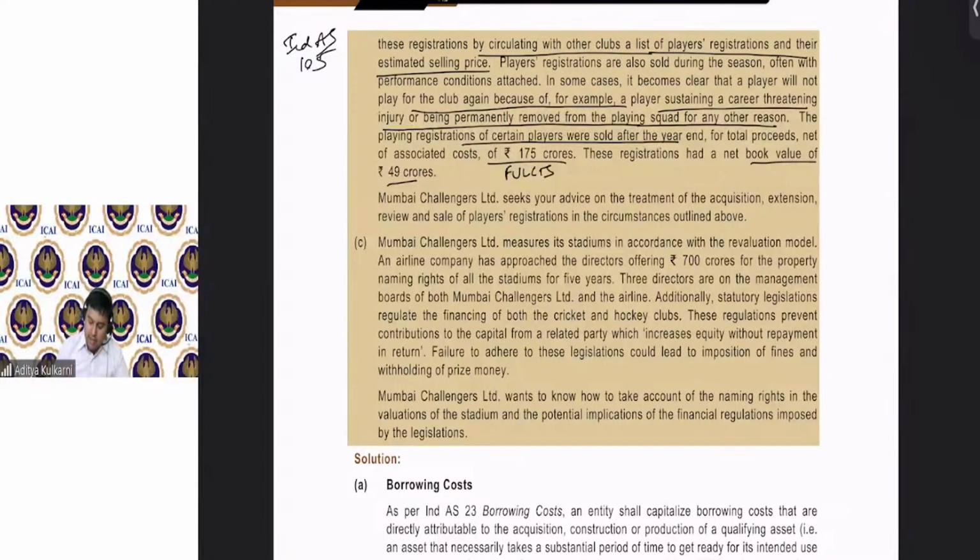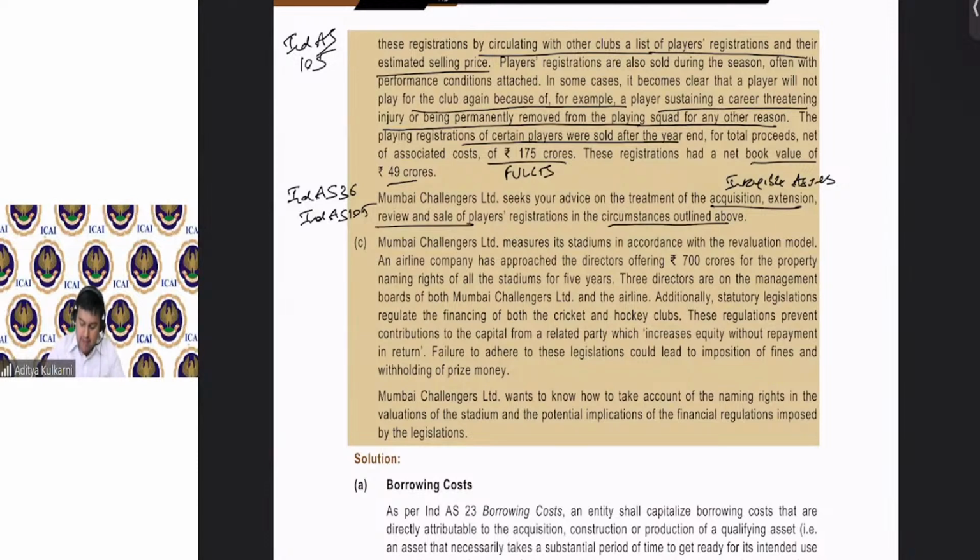Mumbai Challengers seeks your advice on the treatment of acquisition extension. So for acquisition and extension, we are going to have intangible assets that will apply. And for the purpose of review and sale, it will be Ind AS 105 that applies. Or if it is an impaired asset, Ind AS 36 will apply. So you just have to explain your answer in words in the circumstances outlined above.